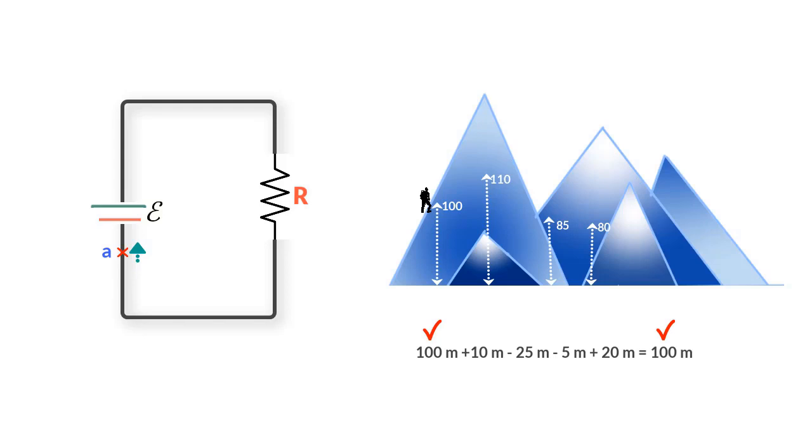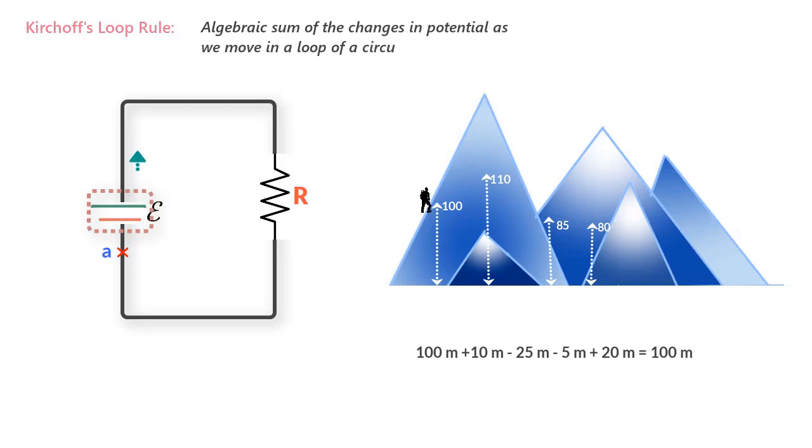Well, if we apply the same idea in circuits, we say that if you start at a point and come back to the same point, your final potential should be the same no matter what you encountered on the way. Or in other words, the net gain and loss in potential on the way should be 0. In fact, this is what is called Kirchhoff's loop rule or Kirchhoff's voltage law, and in a more formal way, it states that the algebraic sum of the changes in potential as we move in a loop of a circuit should be 0.